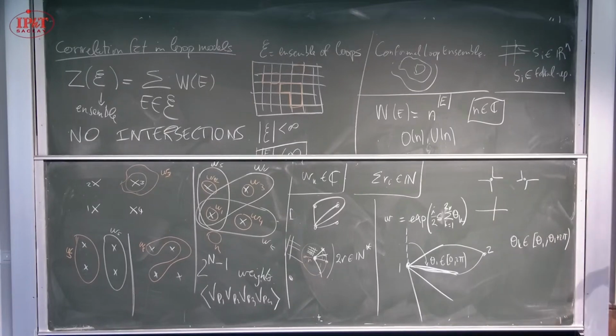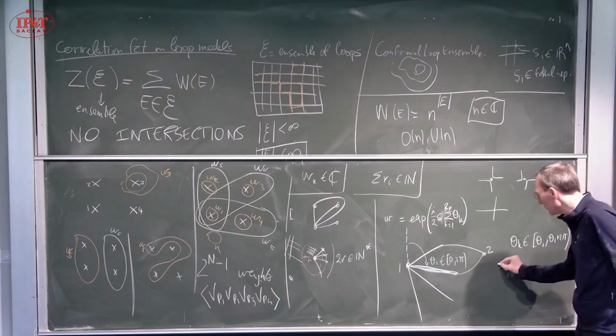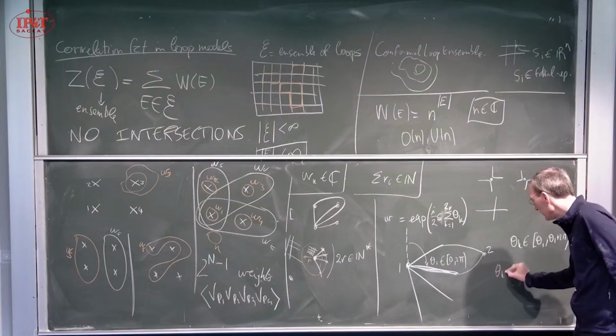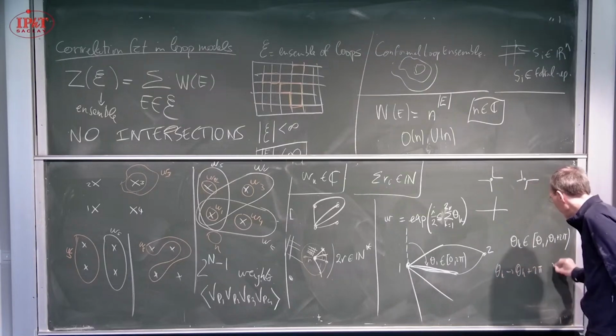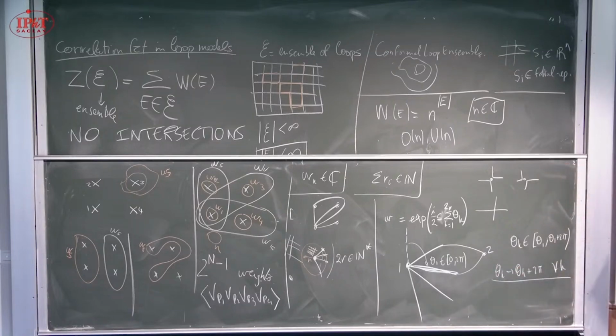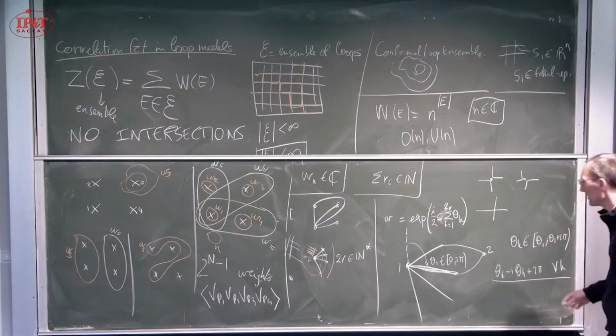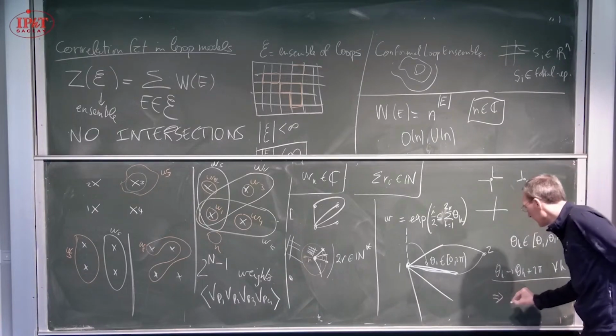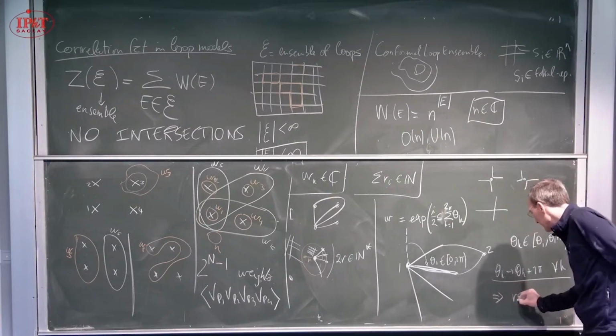So the point of having this reference loop and of doing that is that now it's not that each angle is defined modulo 2 pi. I don't have the right to shift my angle theta k by 2 pi. The only thing I can do is to shift all the angles by 2 pi. So theta k goes to theta k plus 2 pi for all k is allowed. And I want the weight to be invariant under such redefinitions of angles. And this implies that RS has to be integer.